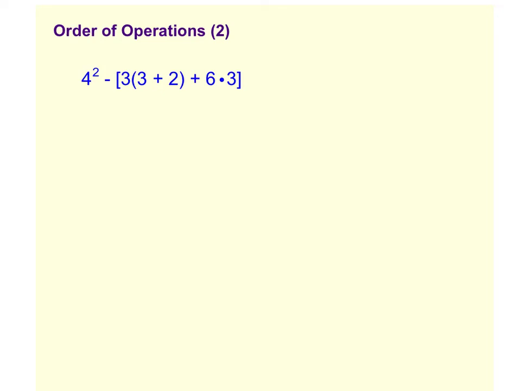Here is another order of operations example. So again, when we do our order of operations, we're going to do PEMDAS. P-E-M-D-A-S. Remember, P is parentheses, E is exponent, multiplication and division. Those are on the same line because we do those working left to right. Addition and subtraction, we do those working left to right as well.